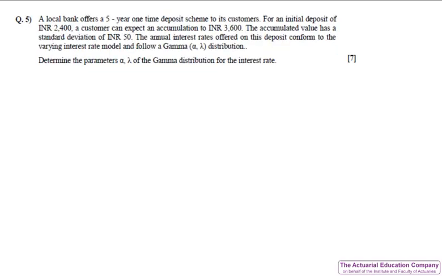Question 5 tests stochastic interest rate models from Chapter 15 of the notes. We're told we have a varying interest rate model, with an initial deposit of 2,400, and after 5 years we get a mean of 3,600 and a standard deviation of 50. Recall the accumulation of 1 unit under the varying model is (1 + j)^n, in this case (1 + j)^5. So the accumulation of 2,400 will be 2,400 times that, and that gives us 3,600.